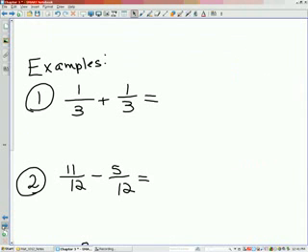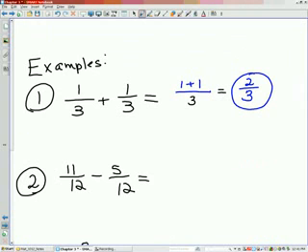Let's work some examples. In our first problem, we have 1/3 plus 1/3. Well, what we do is we add our numerators. So 1 plus 1 is going to give me 2/3. Okay, you don't have to show that middle step, but that is what you do. You actually add the numerators, but notice you do not add the denominators. You keep the denominator.